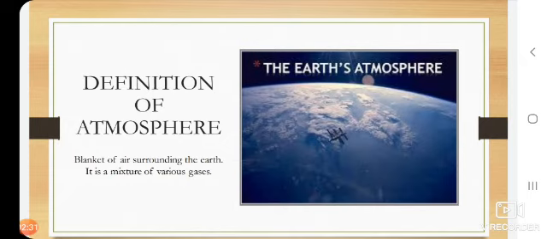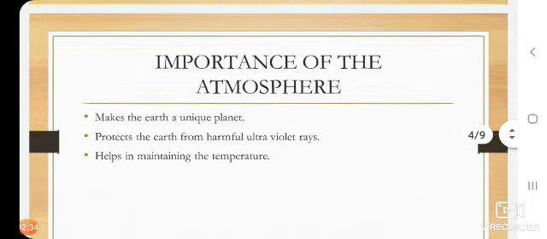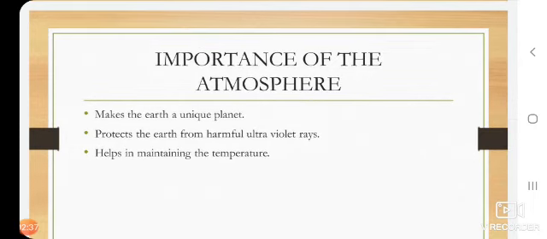Now let us know about the importance of atmosphere. Why is the atmosphere important to human life and living beings? Do you feel it is important? Yes, it is important because it makes the earth a unique planet. Because of the presence of atmosphere only, life is possible on the earth. In the beginning of the chapters, you learned why earth is a unique planet: because of the presence of the atmosphere, hydrosphere, and lithosphere.